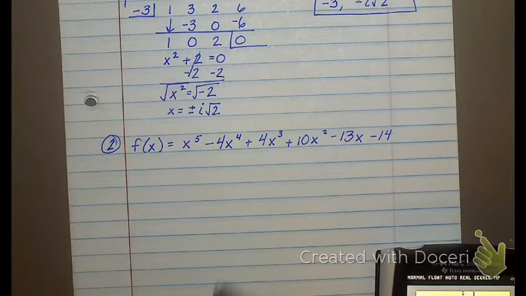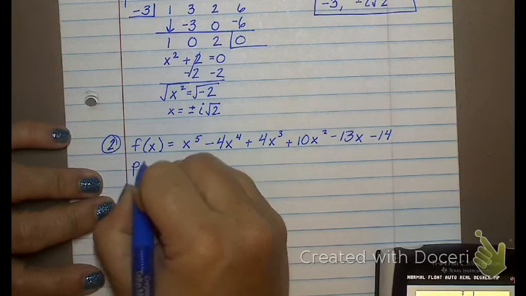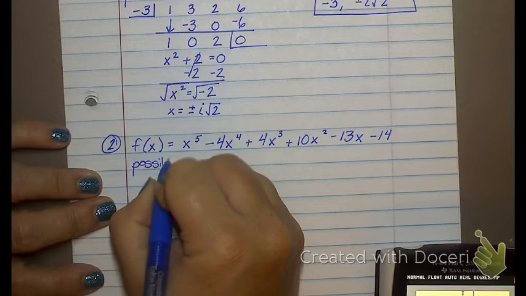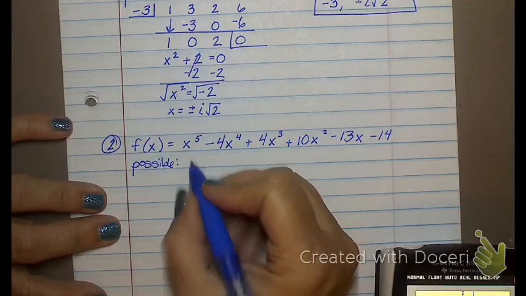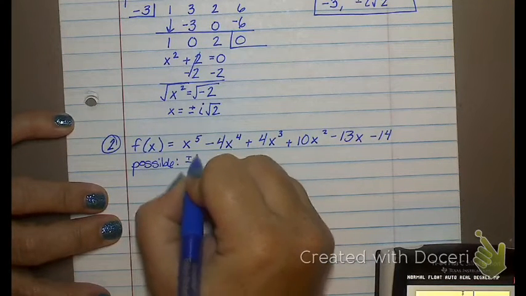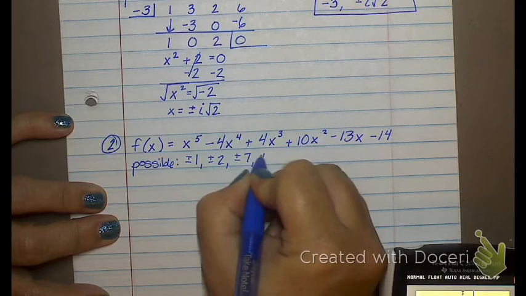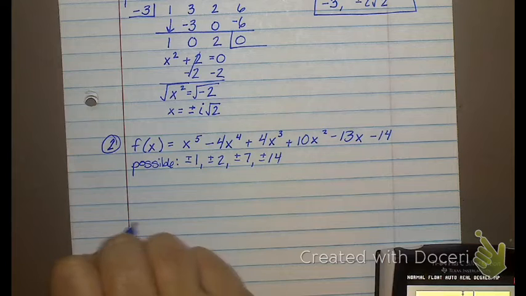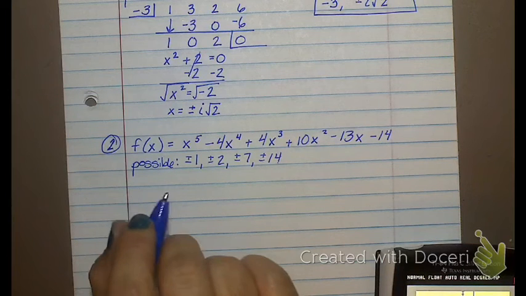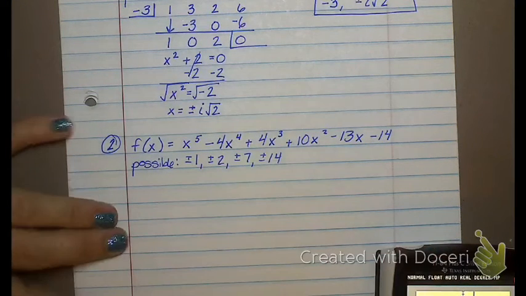What's your list of possibilities? Thankful for that leading coefficient of 1 again, right? So we have 1, 2, 7, 14. Yeah? Are you okay that I didn't take the time to do the constant? You can come up with that on your own at this point.